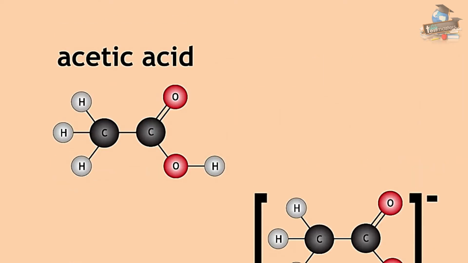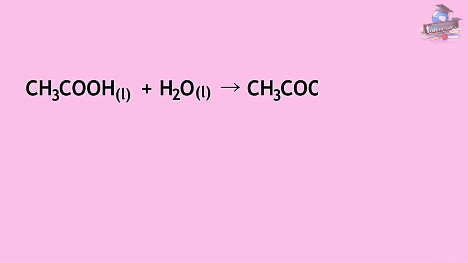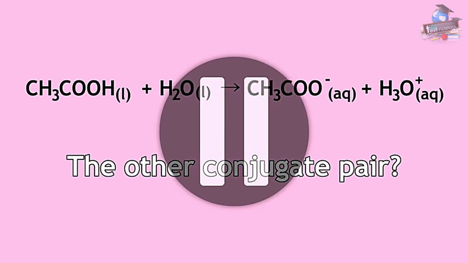Acetic acid and the acetate ion is a conjugate pair. Can you identify the other conjugate pair in this reaction? Pause and resume when ready.